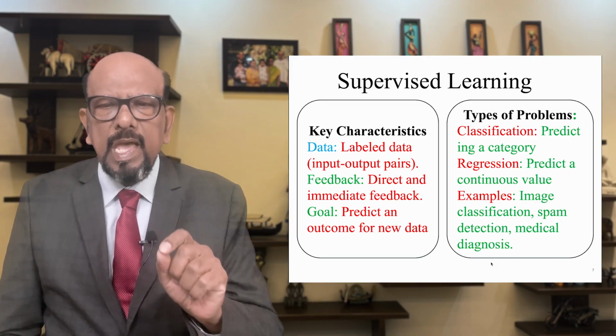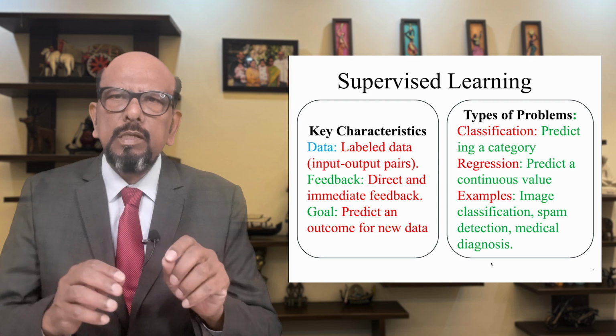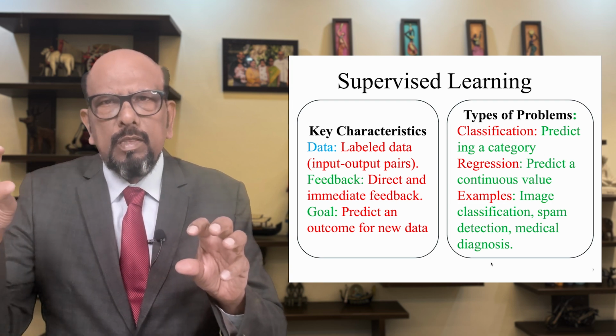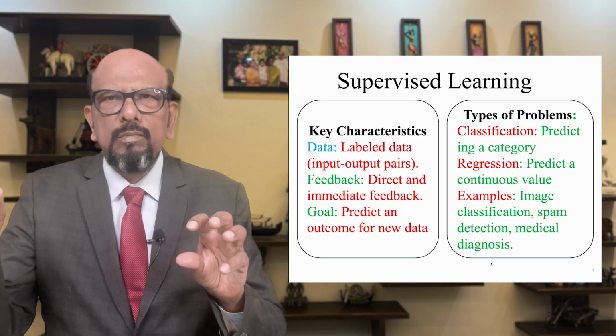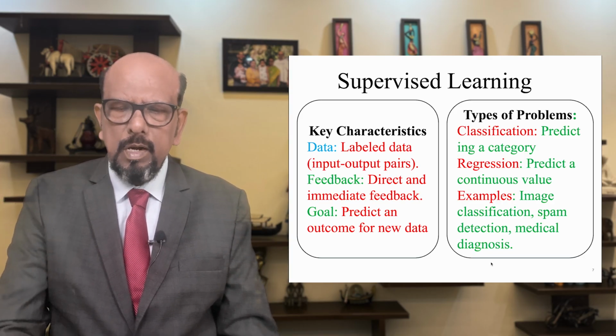So what are the key characteristics? Labeled data. It means for every entity, the data together with the answer, the label. So that is the key characteristic of supervised learning.